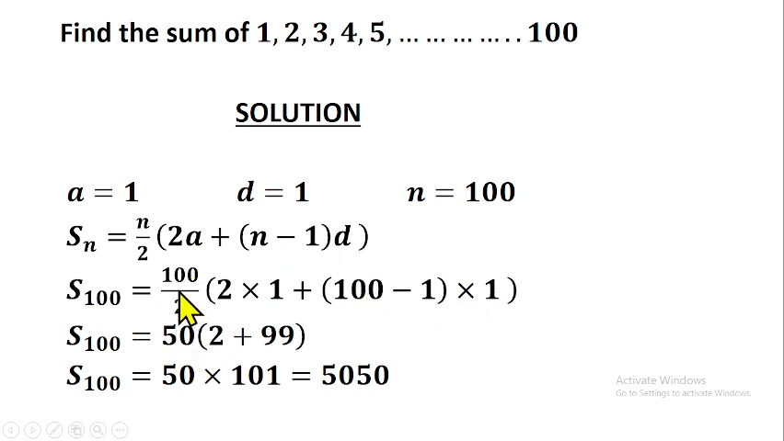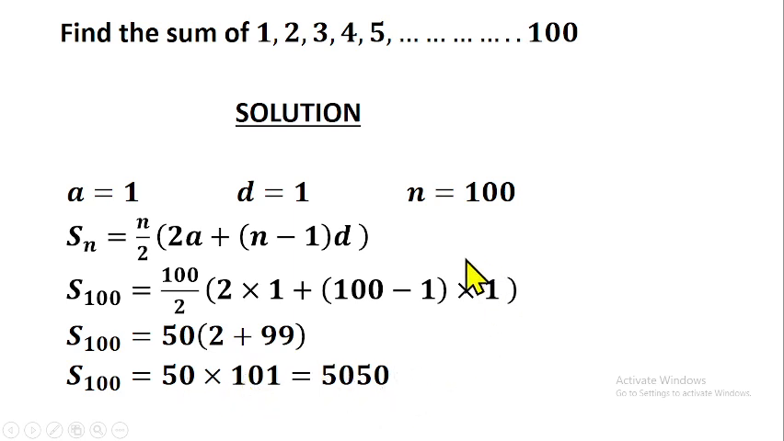So that means 100 divided by 2 gives us 50, into 2 times 1 is 2, plus 100 minus 1 is 99, times 1 gives us 99. So 2 plus 99 gives us 101. 101 times 50 will give us 5050.